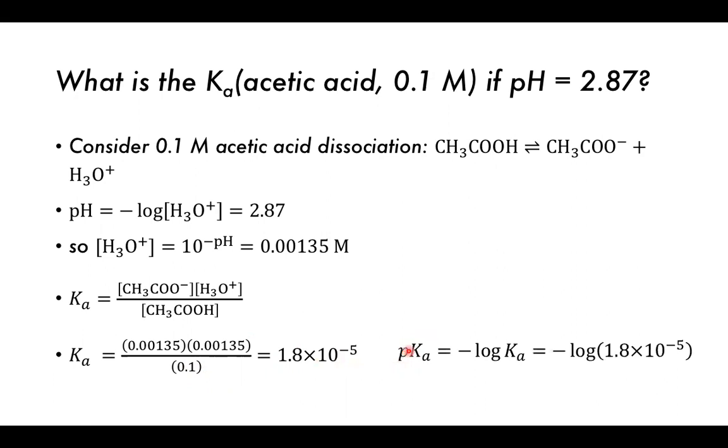Then to find the pKa, pKa is much the same as pH is. So pKa is equal to minus log of the Ka value. So that's going to be equal to minus log of 1.8 times 10 to the minus 5. And then put that into our calculator. We get the value: pKa is equal to minus log of the Ka value, which is equal to 4.74 as the pKa for acetic acid.